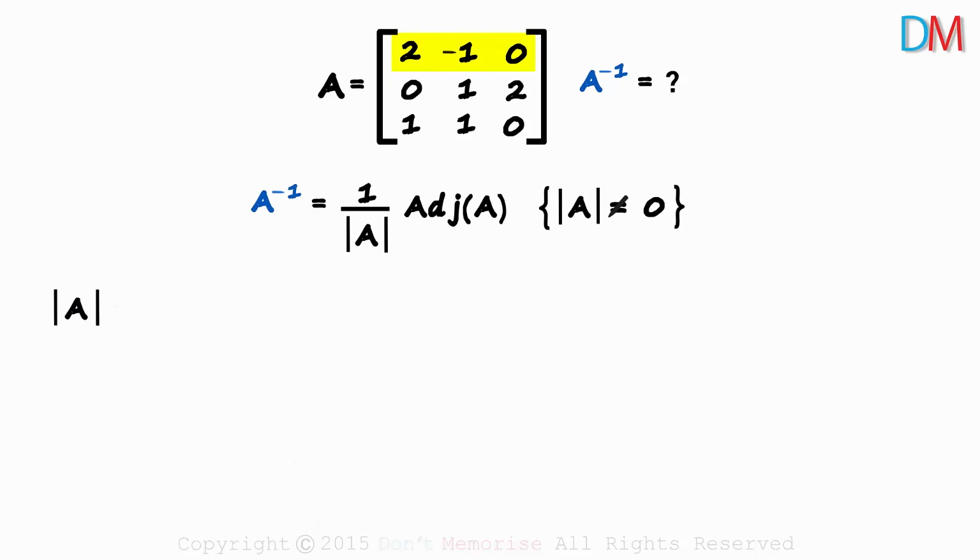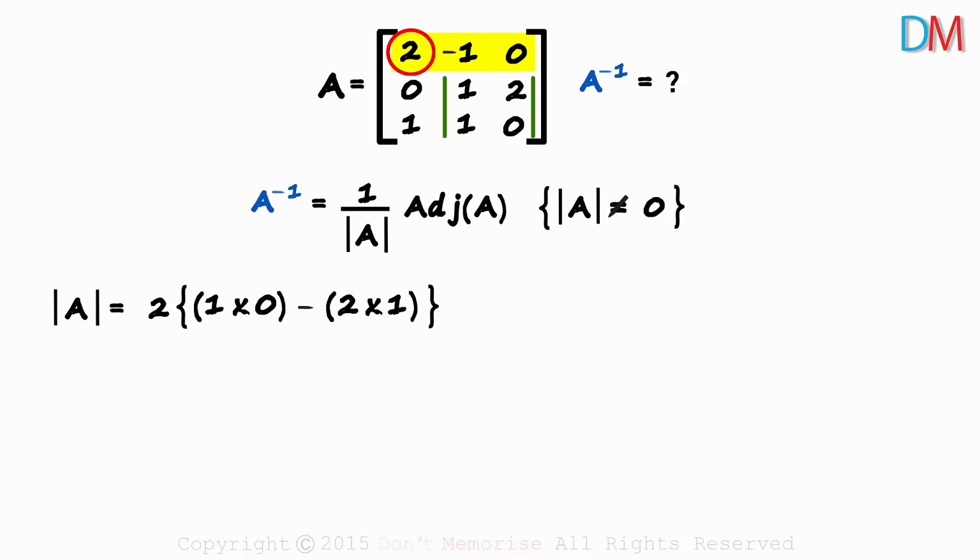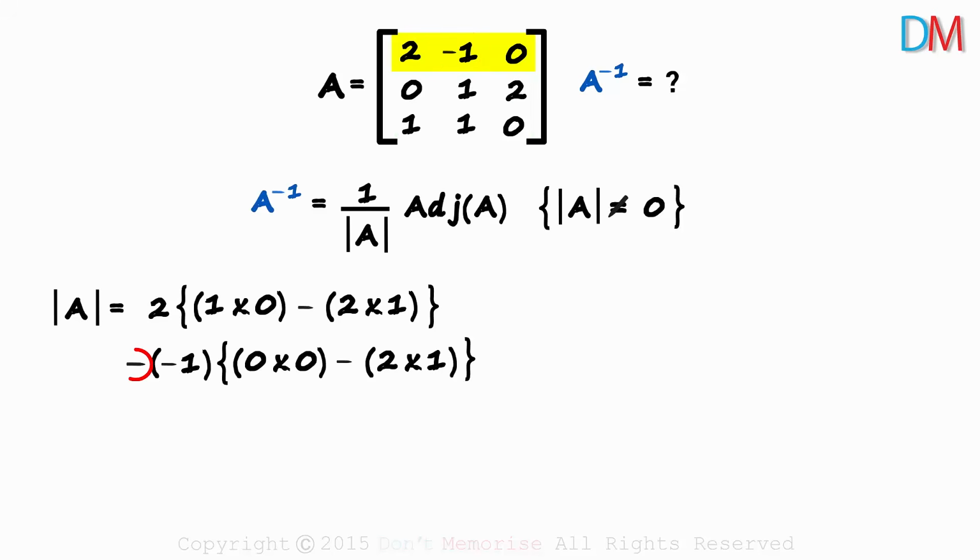We can have the first row as the reference. Because we've already solved innumerable determinant problems, let's go through this quickly. The element 2 will be multiplied with this determinant to get this. 2 multiplied with 1 times 0 minus 2 times 1. The next element is minus 1. We get this. Minus because we are multiplying this product with minus 1 raised to 1 plus 2.